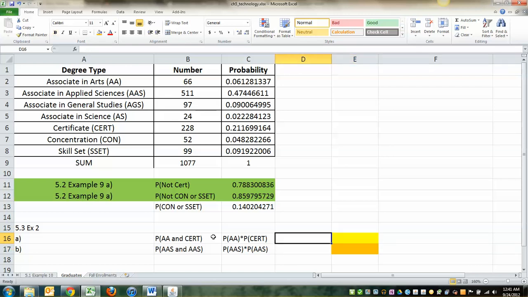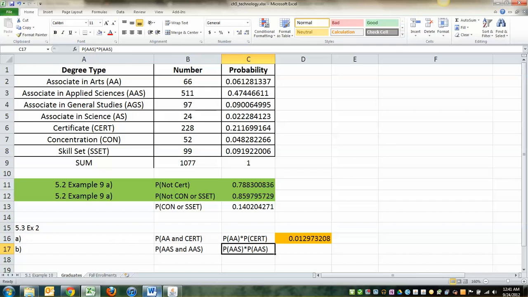It's not like I'm just using Excel as a glorified calculator at this point. So I want the probability of AA and certificate. That's the probability of AA times the probability of certificate, because getting an Associate of Arts has no bearing on whether the second one is a certificate. So I multiply them, and there you go. I'll make that orange. All right, now what about letter B?